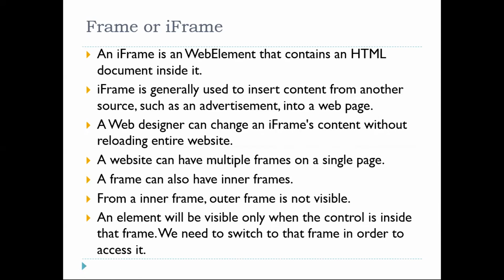We can switch to the top frame. But how is that different from an inner frame? The outer frame is not visible. So only the top is visible, but not any other. We can switch to the top frame. Anything inside the top frame is not visible if you are in a different frame. An element will be visible only when the control is inside that frame. We need to switch to that frame in order to access it.